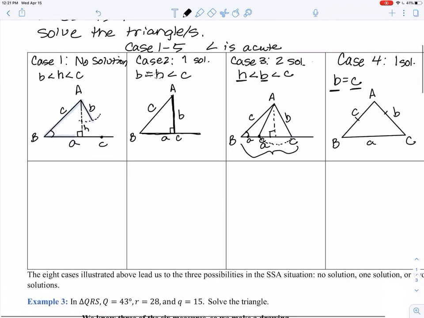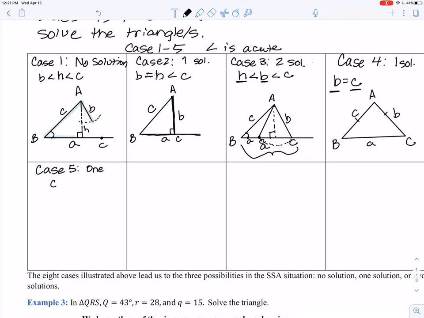And then the last one here for acute angles would be case 5, and it is also 1 solution. In this case, side C, this is the first time this is going to happen, is going to be shorter than side B. So here we have side A, which we don't know anything about its measure. Here's angle B, and here's side C, and then side B would actually be longer. When you rotate it around, it'll only create that 1 triangle there. And that would be angle A.